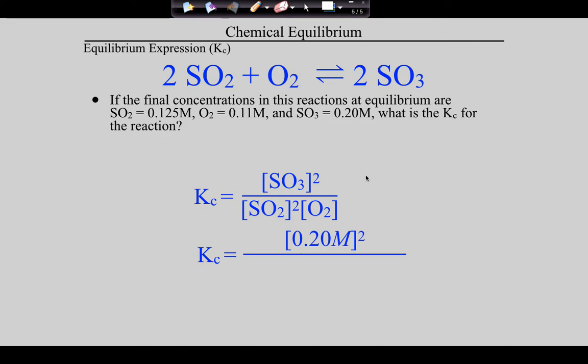Then guys, in the denominator, we need the molarities of our reactants. The SO2 has a molarity of 0.125 molar. Again, that's squared. And then the molarity of the oxygen is 0.11 molar, and that has no exponent because there's a 1 in the balanced equation. So guys, now the only tricky bit is figuring out how to get your calculator to spit out the correct answer, which is 23. So guys, grab your calculators and poke and poke and poke until your calculator says 23.